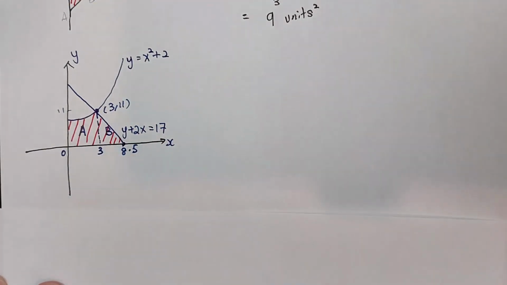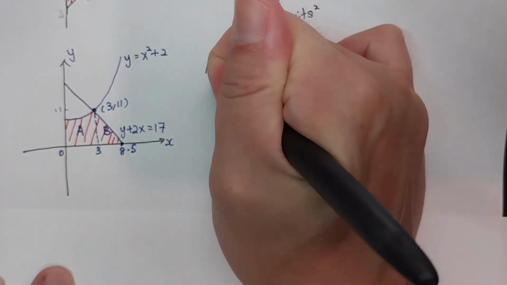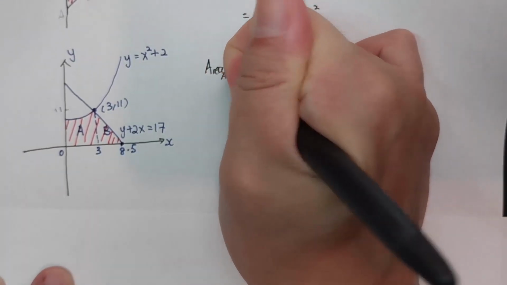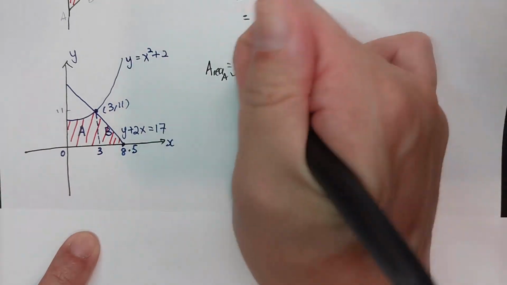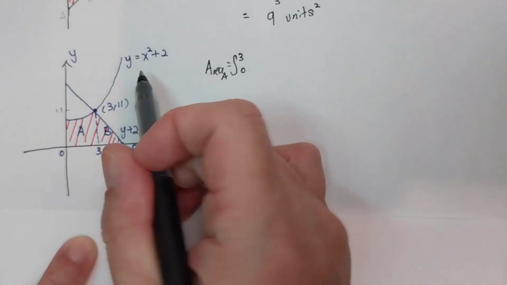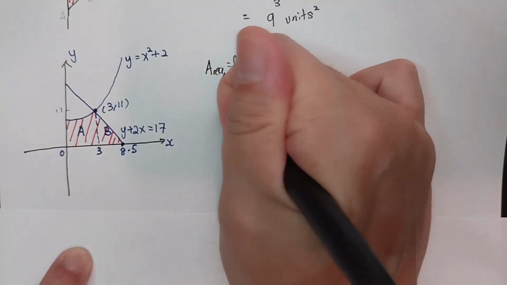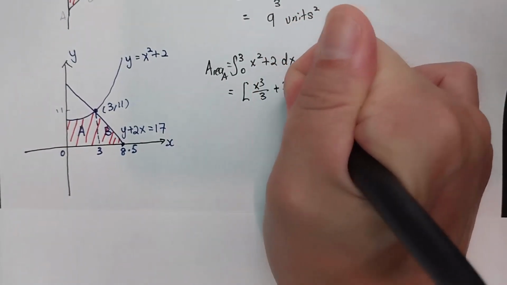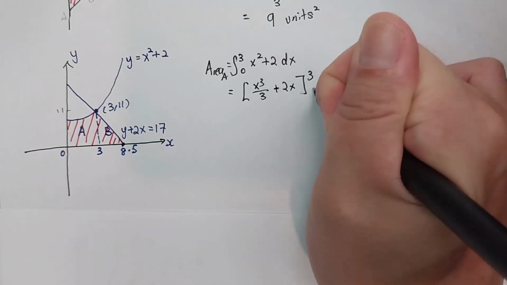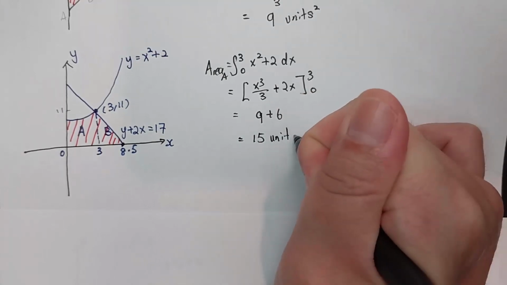So let's find the region A and region B separately now. To find region A, we need to find the definite integral. So area of A is equal to the definite integral from 3 to 0 of x squared plus 2 dx. So we will have x cubed over 3 plus 2x from 3 to 0, which will give us 15 square units.